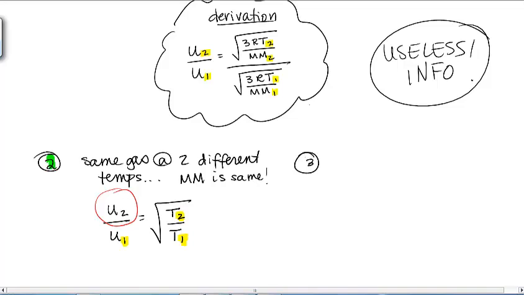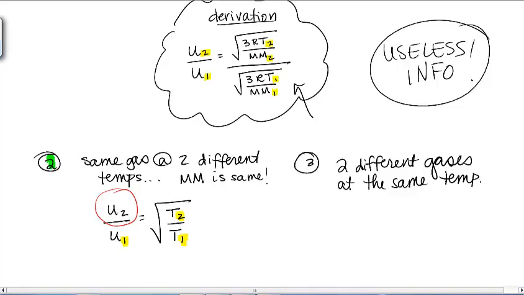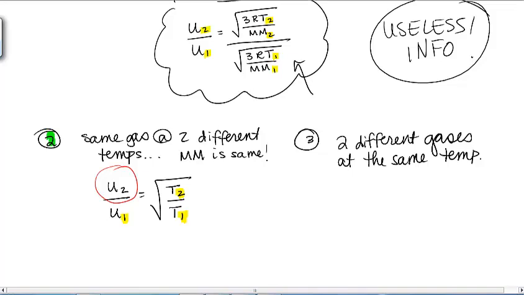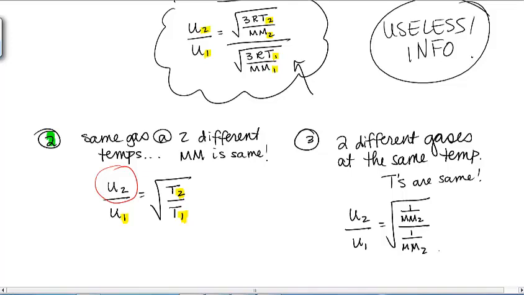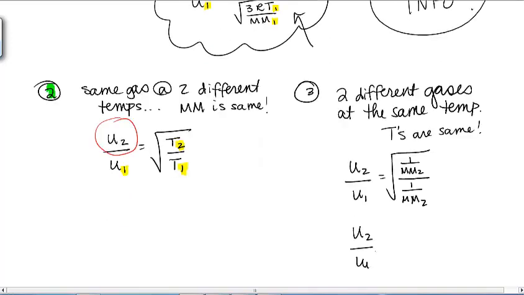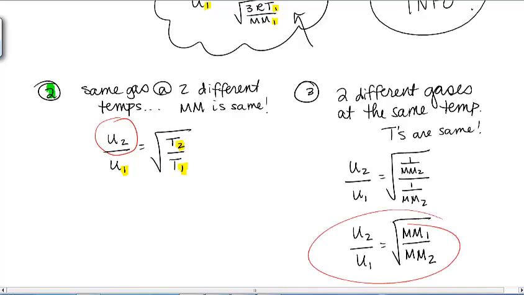Another way we can use this kind of derivation up here is if we have 2 different gases at the same temperature. So taking that same derivation, if it's the same temperature, then the temperatures are the same, so they're going to cancel out of the equation. And so you end up with U2 over U1 is equal to the square root. Everything cancels except for these molar masses, which we don't want to leave in that form. That's kind of an ugly form. So we're going to just rearrange this a little. It's the square root of molar mass 1 over molar mass 2. And so this now is the equation that could be helpful.